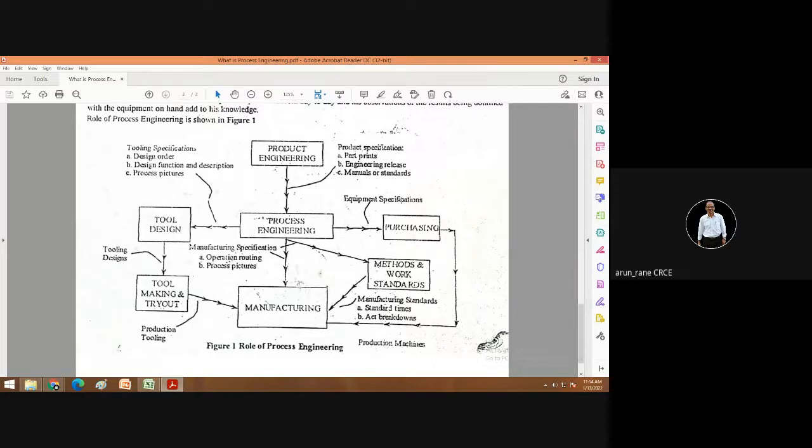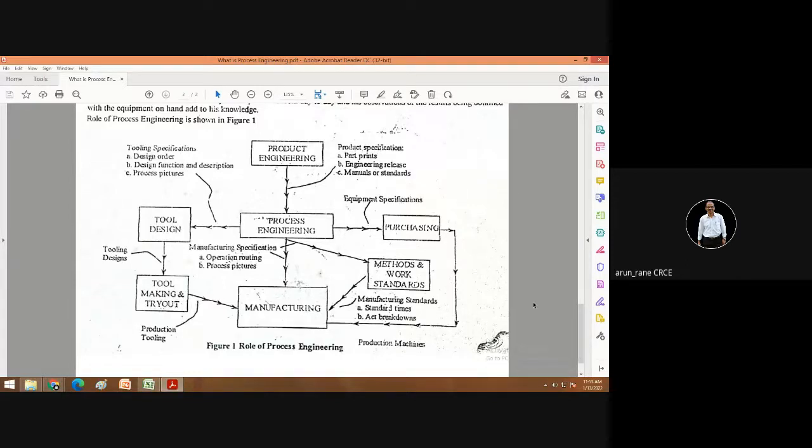So again, the process engineer has to help the purchase department, because even if there are engineers in the purchase department, they are not so techno savvy. They are techno-commercial engineers. No doubt they are engineers, but they are not as expert as the process engineer. So they will always need the help of process engineers.